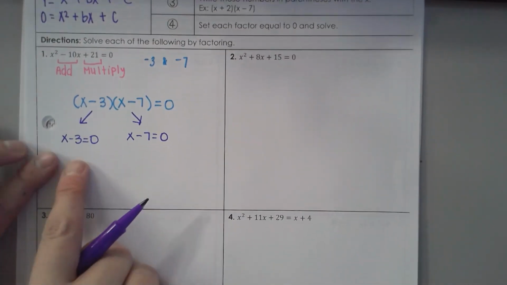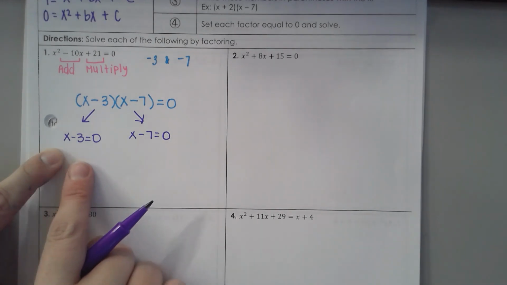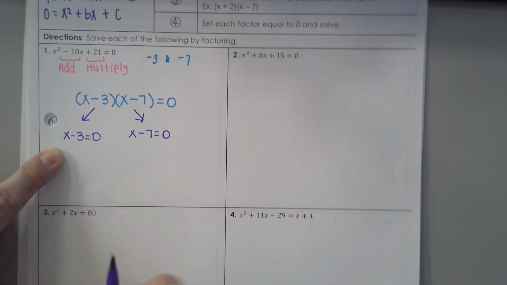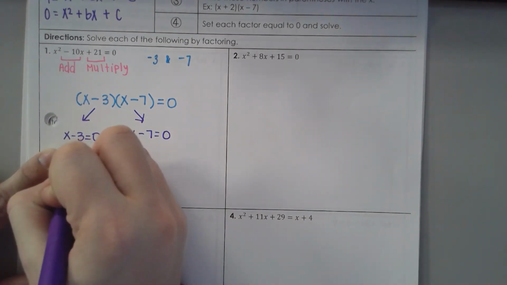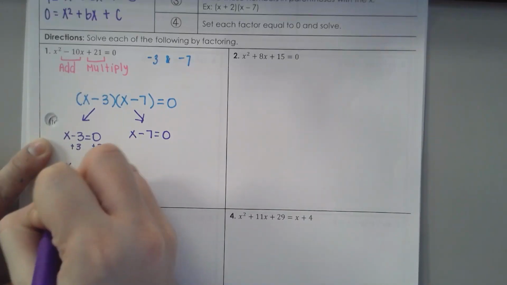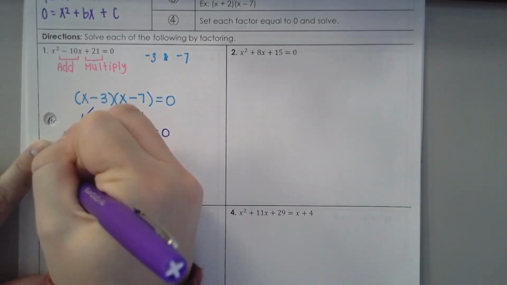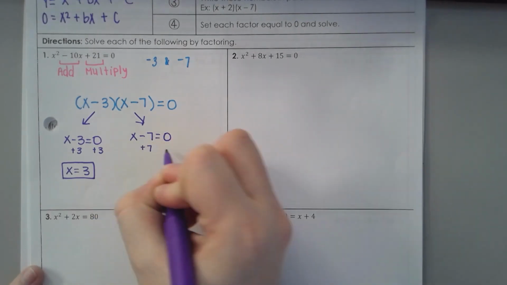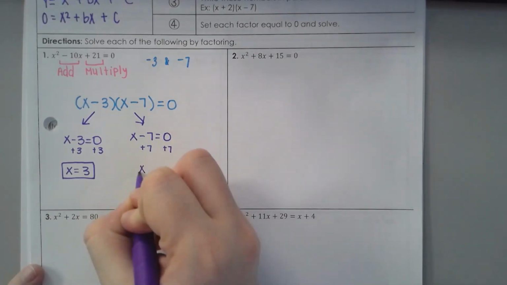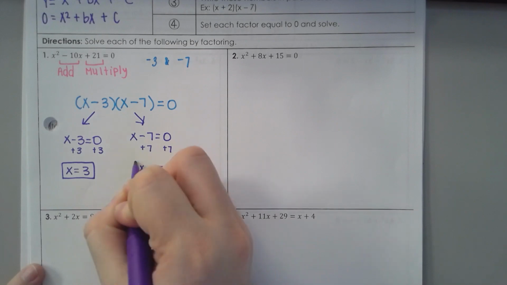So if I have x minus 3 equals 0, what do I do to solve? Add 3. And x equals 3. So I have one x-intercept at 3. And this one I would add 7 to get x equals 7.